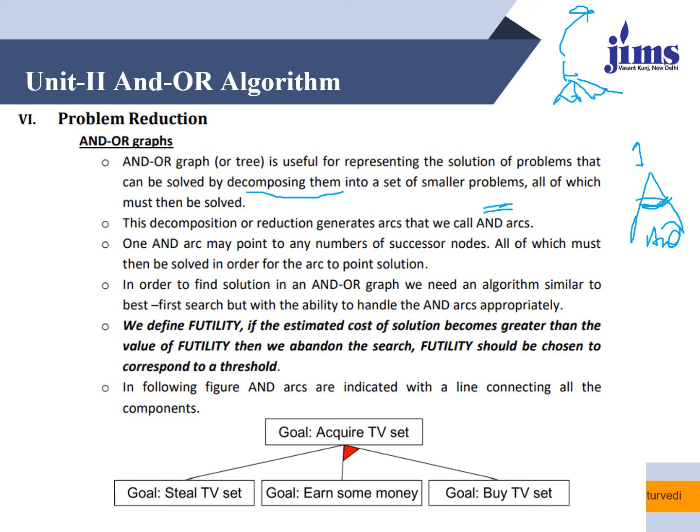So on the basis of arc only we will find the solution. We define futility here. If the estimated cost of the solution becomes greater than the value of futility, then we abandon the search, and we say that futility should be chosen to correspond to a threshold. Like here, the example is given.